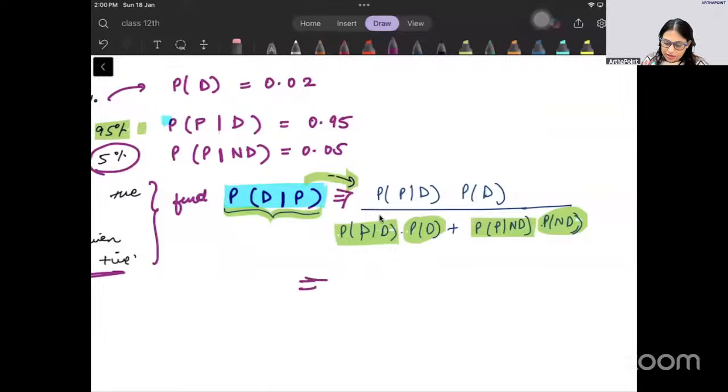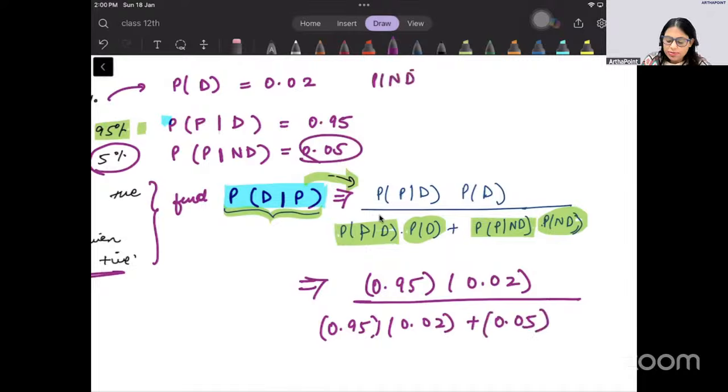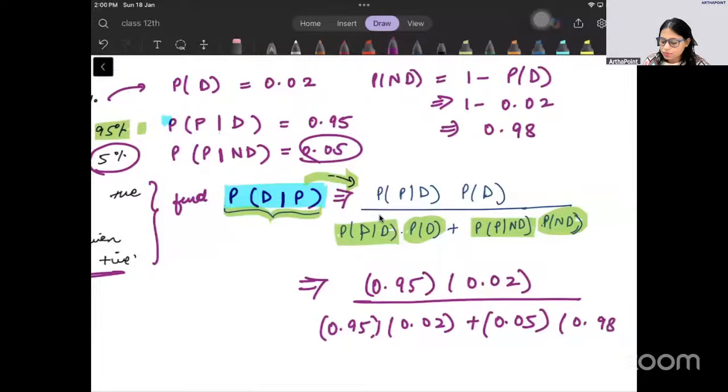So here we can write: given disease, positive has 0.95, getting disease is 0.02. No disease, positive has 0.05. And the probability of no disease will be 1 minus the probability of disease, 1 minus 0.02, which is 0.98. Just solve this and get the answer to this question.